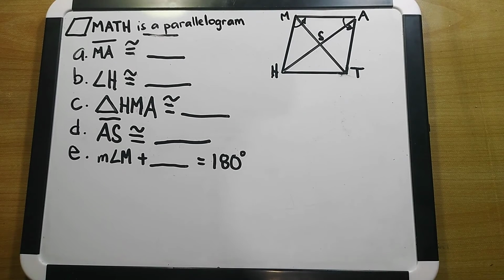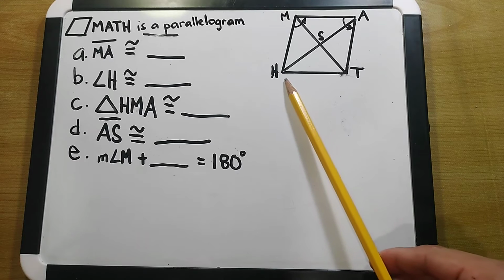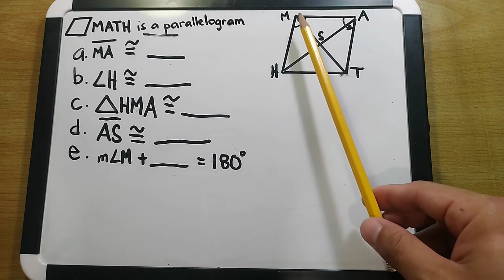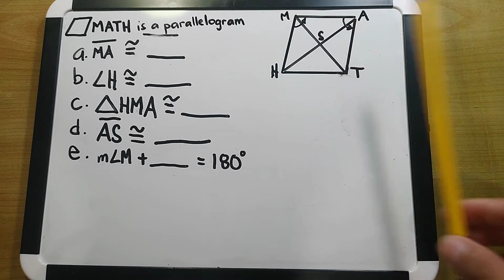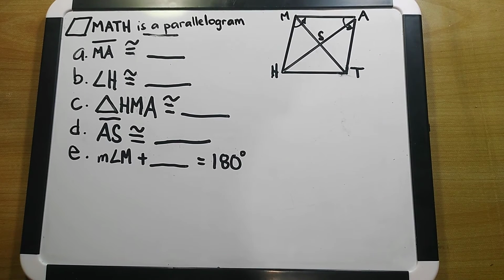Let us have a practice exercise. Quadrilateral MATH is a parallelogram. Letter A. Side MA is congruent to blank. Let us look for the side that is opposite side MA. In this figure, what is the side that is opposite MA? Yes, the side HT is the one congruent to side MA. So our answer to letter A is side HT.